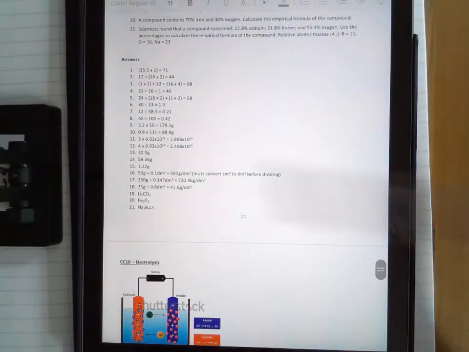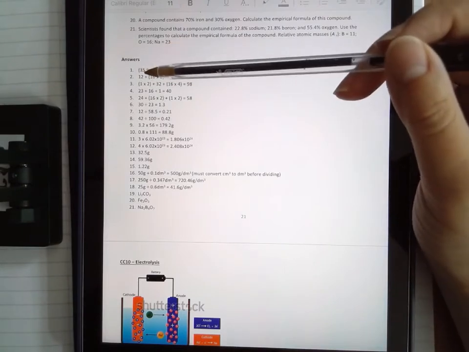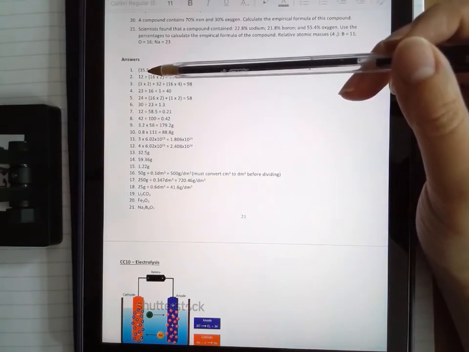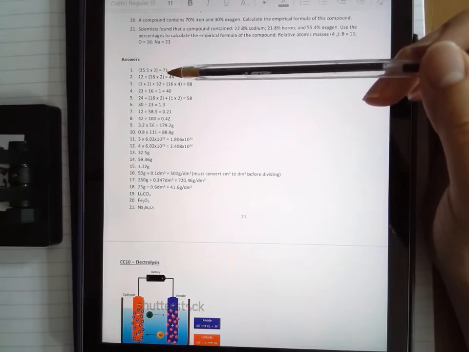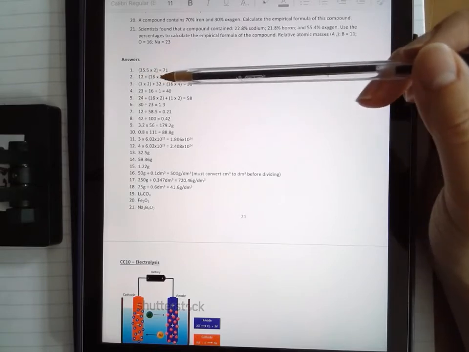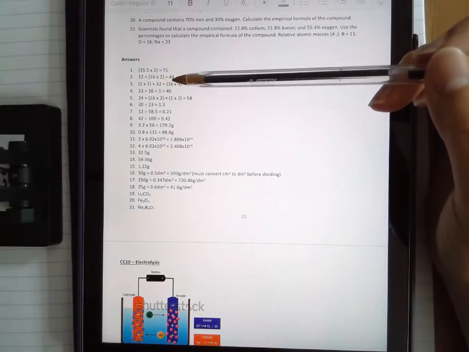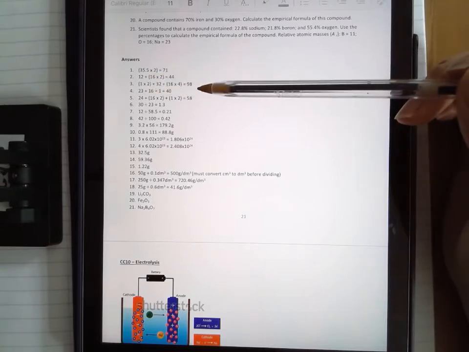Okay, so I have included the answers for you on the next page. You'll see Cl2, the big number next to chlorine, is 35.5, and you've got 2 of them, which gives you a formula mass of 71. CO2, 12 for carbon, but 2 16s for the 2 oxygens. Then I have the H2SO4, which I've just done for you.